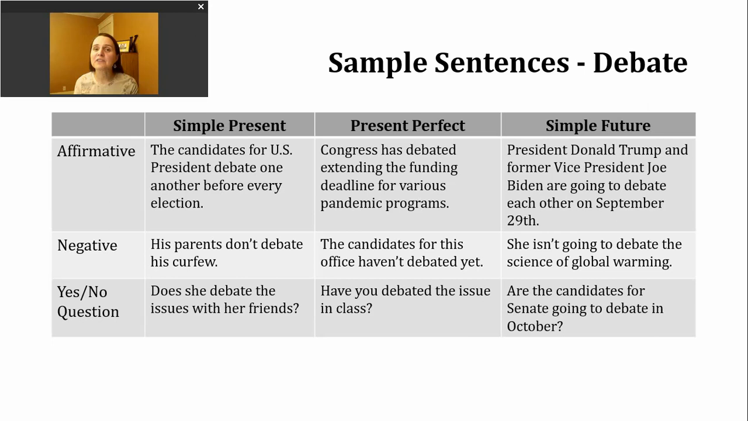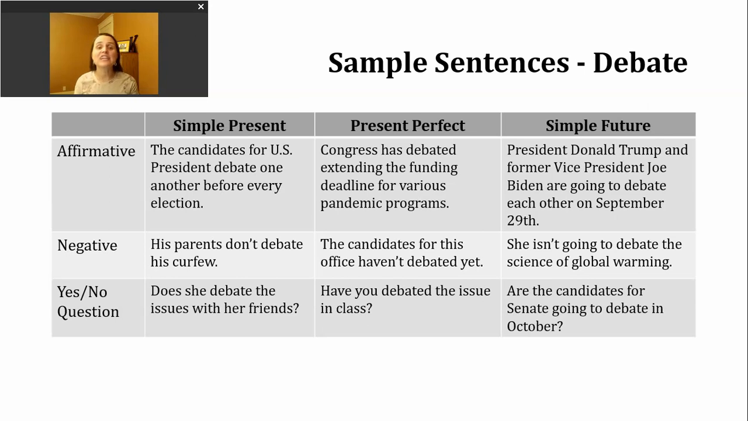You might hear native speakers use the contraction forms haven't and hasn't. Here's another example sentence. The candidates for this office haven't debated yet. Okay. Finally, if I want to ask a yes or no question in the present perfect, I can start with have or has, then I'll have my subject, and then the participle form of the verb.